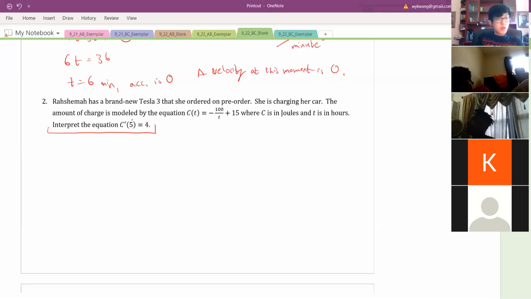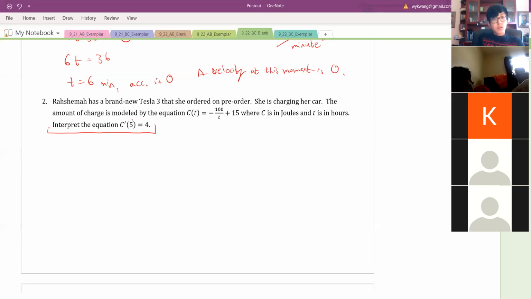Yeah, I think that c prime of 5 equals 4. I know when you take the first derivative, it's the velocity. So maybe when you take the first derivative and plug in 5, it will equal 4. So I guess that means that at, I don't know how to put that in context of velocity. Like at that certain point in the velocity at 5, what is it? What's the time? 5 hours.